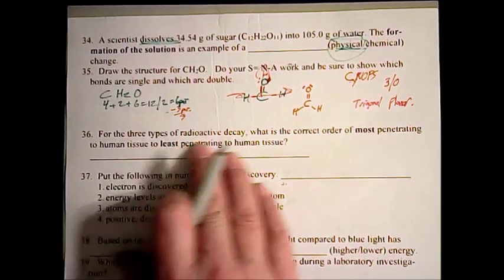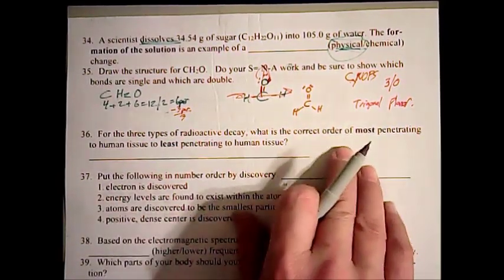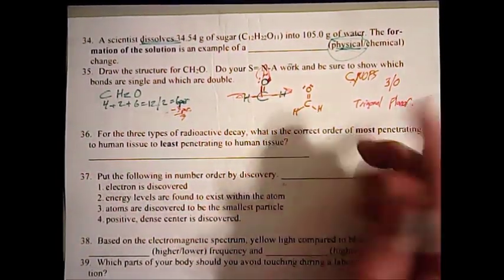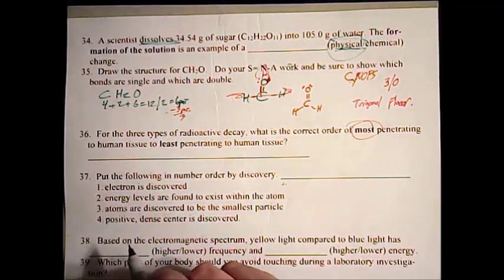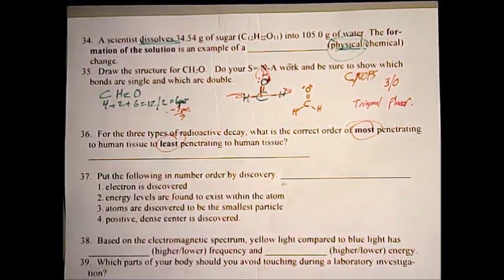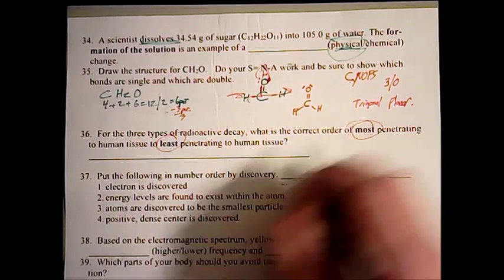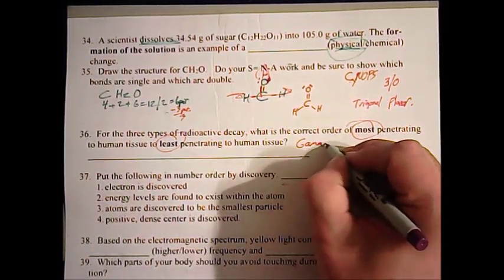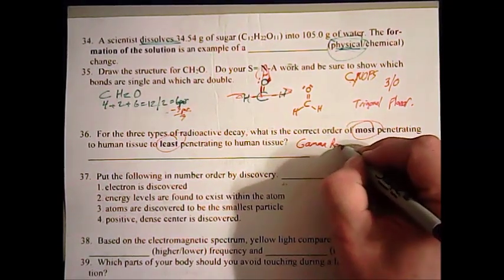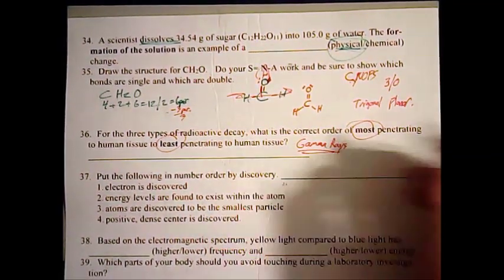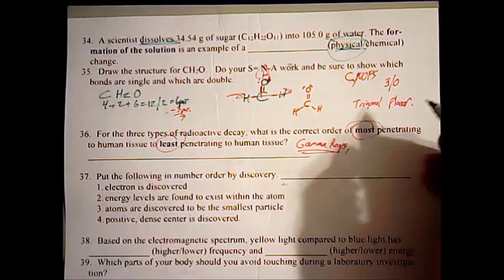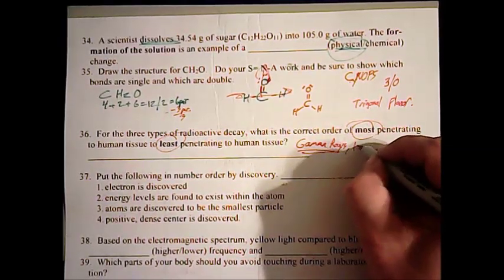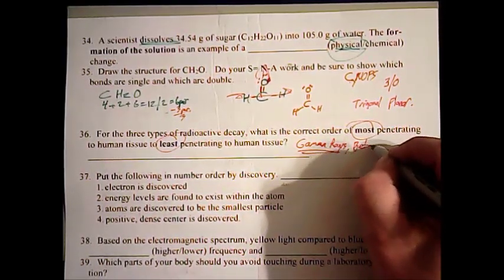Number 36, for the three types of radioactive decay, what is the correct order of most penetrating to human tissue to least penetrating? Well, the worst stuff is the stuff that makes the Incredible Hulk. That's gamma rays. Gamma rays, okay? So think Hulk. That's the worst.